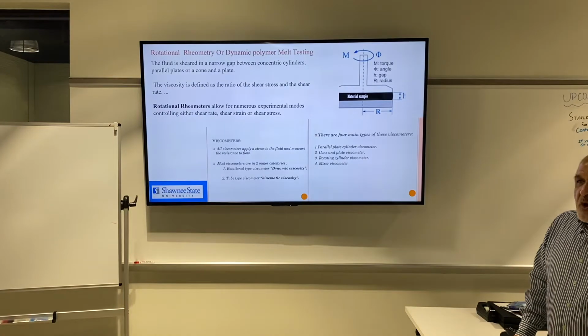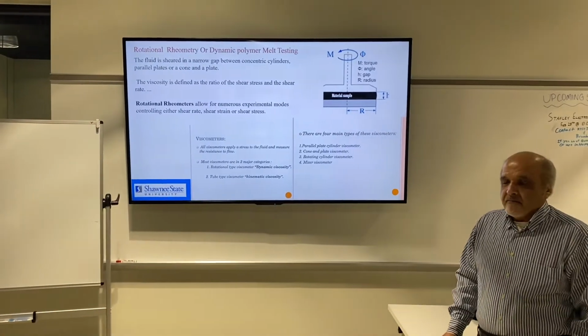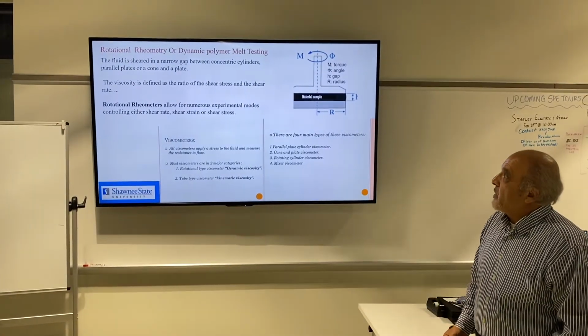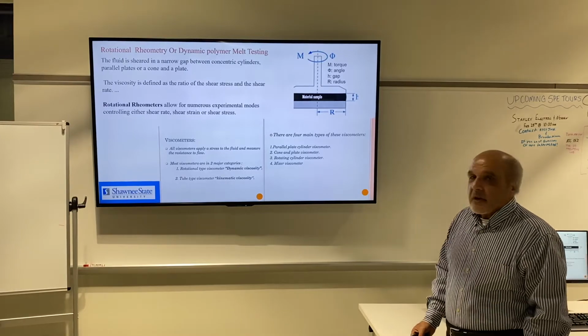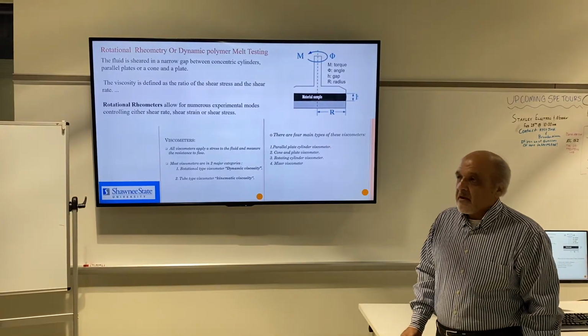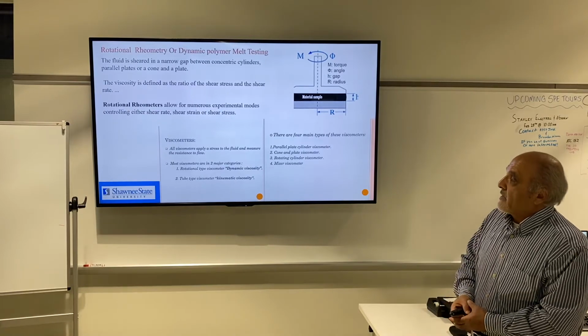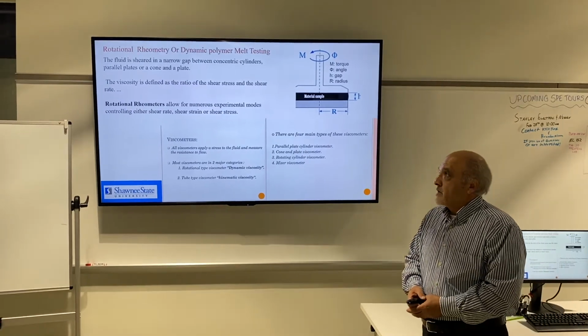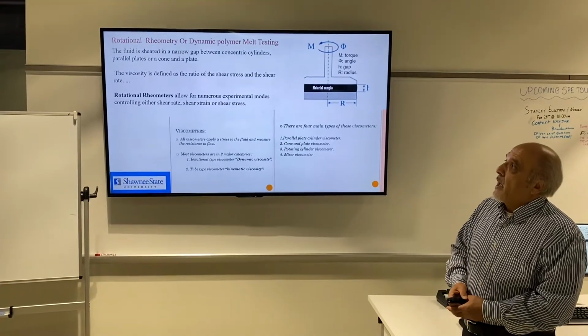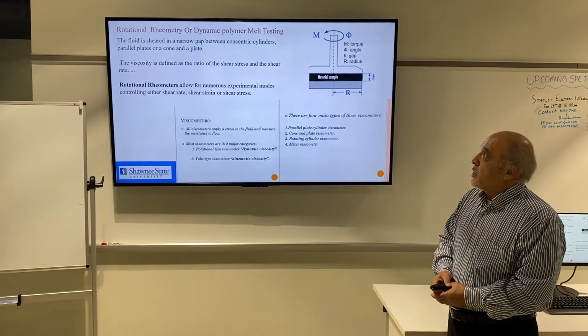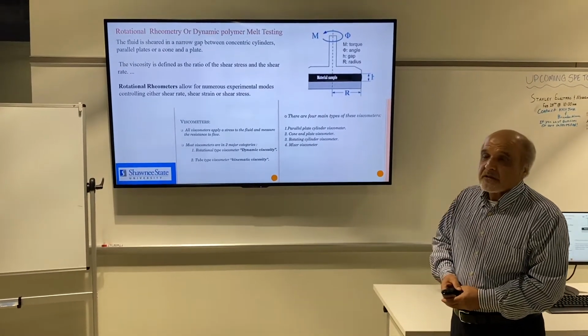Okay, I'm going to start talking about dynamic polymer melt testing. Yesterday, I finished capillary rheometry, and today's subject is rotational rheometry, or dynamic polymer melt testing.